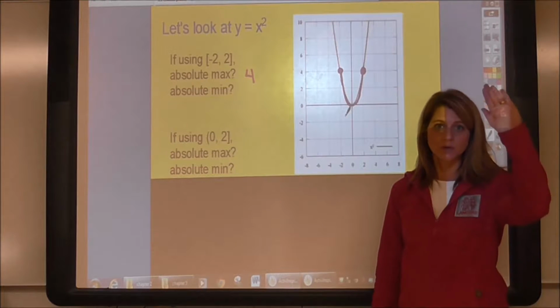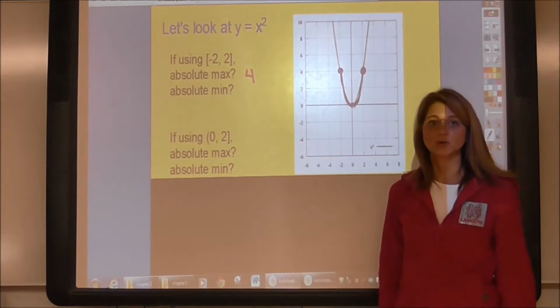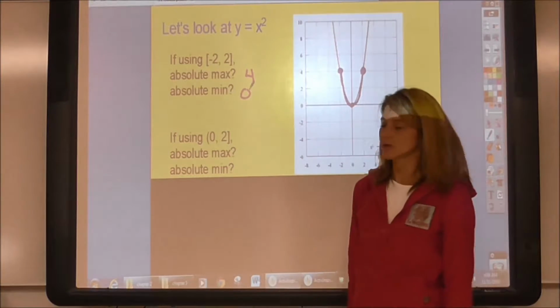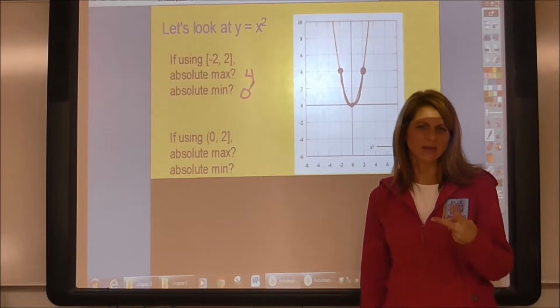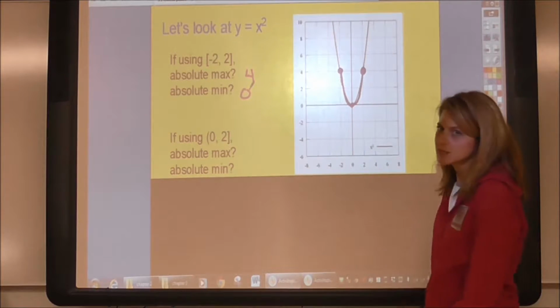Yeah, we have a place where it dips down and it goes no further, and that would be here at 0. We have a y value of 0. So I do have an absolute maximum value. Actually, I have 2, but they're even, and I have an absolute minimum value. Okay, let's start over.